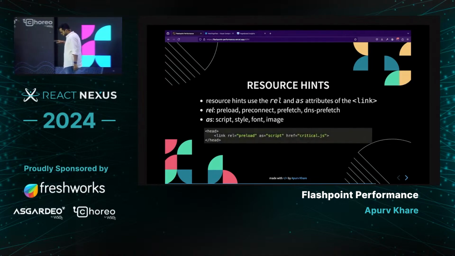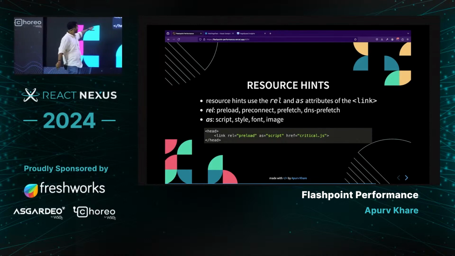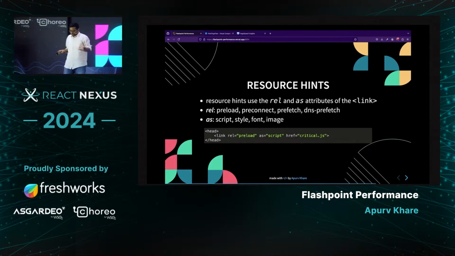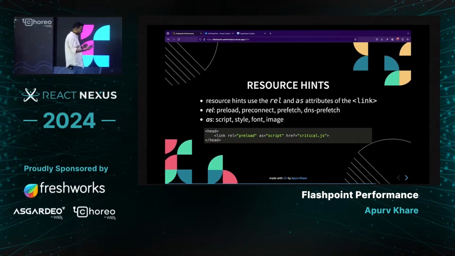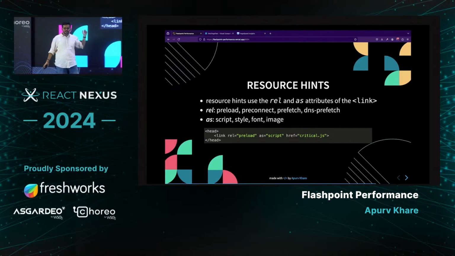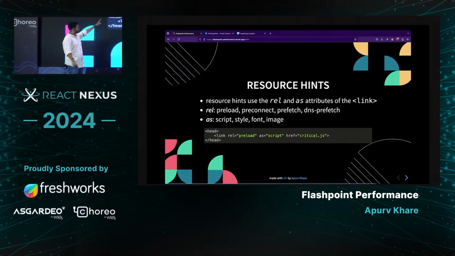Next, we'll talk about resource hints. Basically, it is done using the link tag. It has 3 attributes: href, a very common one, which says where exactly your file is; as, which tells which type of content it is; and rel, which is the relationship. And we'll be talking about 4 of them over here: preload, preconnect, prefetch, and DNS prefetch.